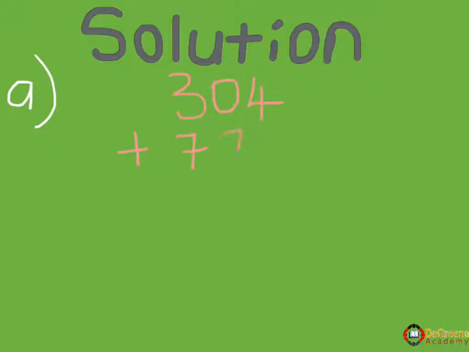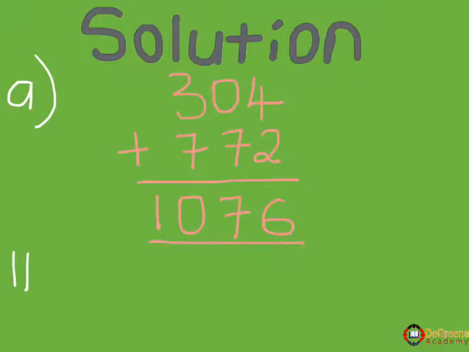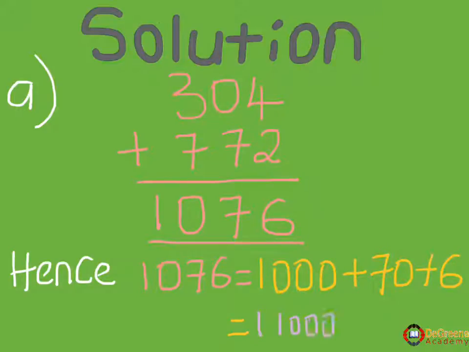Solution: A. 304 plus 772. 4 plus 2 gives us 6. 0 plus 7 gives us 7, and 3 plus 7 gives us 10. So when you add 304 plus 772, it is going to give you 1076. Hence, 1076 can be written as 1000 plus 70 plus 6. That is 1 bracket 1000 plus 7 bracket 10 plus 6.